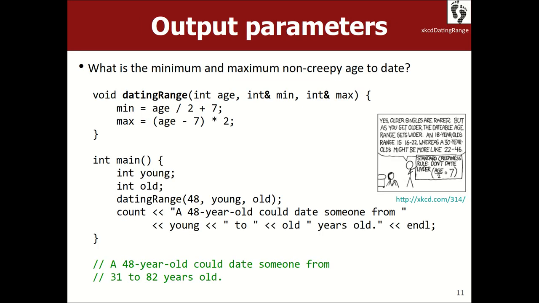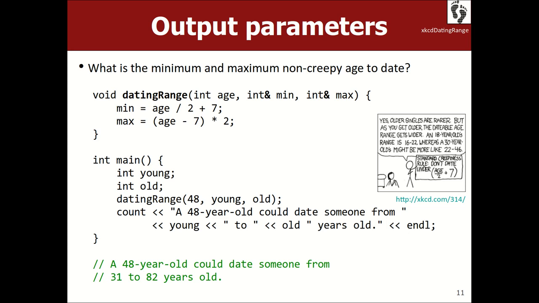A particular example of this is called an output parameter. I don't know if you guys ever see the comic XKCD. It's kind of a silly, geeky comic on the web. They have this funny thing where you can date people that are this far away from your age, but not more. It's just a silly idea. I don't think it means anything. But their formula is your age divided by 2 plus 7 is the youngest person you should date. And then the opposite of that is the oldest person you should date.